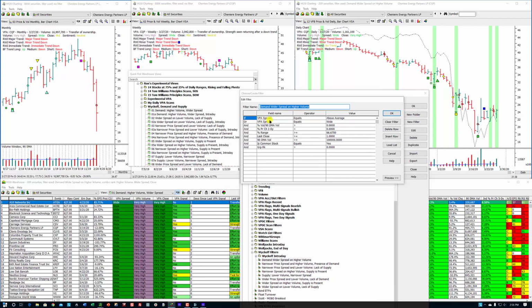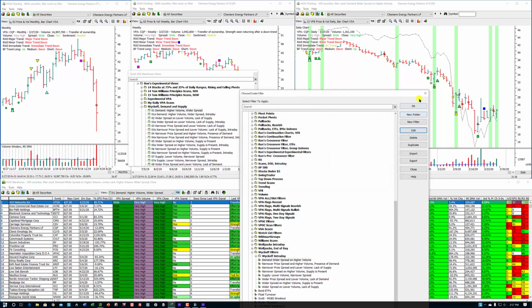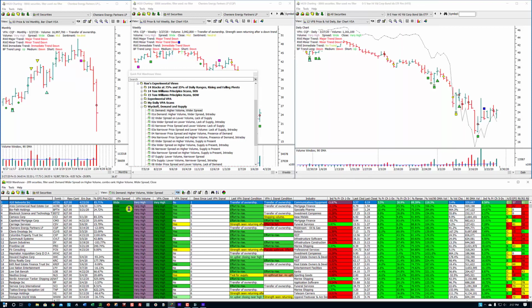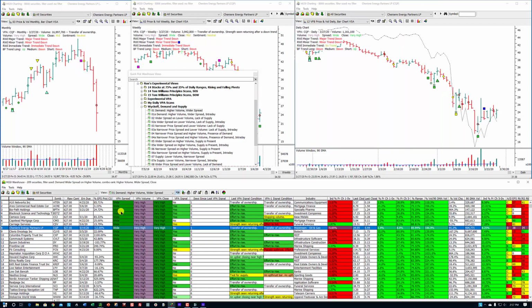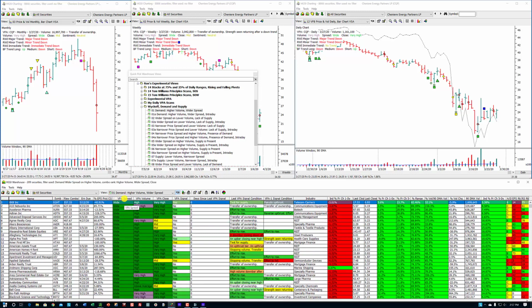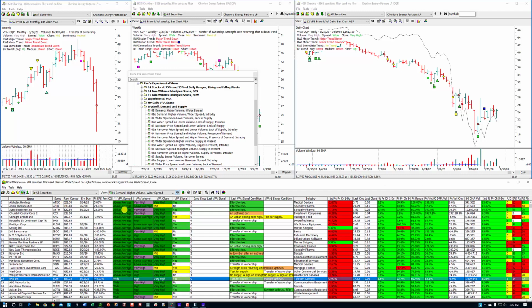The way I built the filter is if the VPA spread equals above average or the VPA spread equals wide, if either one of these conditions occur, then they're going to pass the screen. And then there are some other things in here too, which I'm not going to talk about right now because those may change. So what we're looking at right here is the spread. Remember, I had two conditions in there. It can be wide or above average. That's what the OR statement is about.